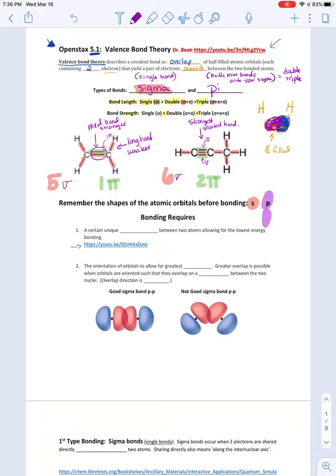This is what is important about bonding. We've mentioned this before too in a different way. A certain unique distance between two atoms allows for the lowest energy bonding. Now at the very top here, I didn't click on this link, but if you click on it, it's only like 8 minutes long, and she goes into everything you need to know about the whole chapter. Like this whole chapter only gets one video. And if you click on this link, I did already pull this one up. The guy's voice is kind of boring, so I'm just going to scroll to the part that's important.